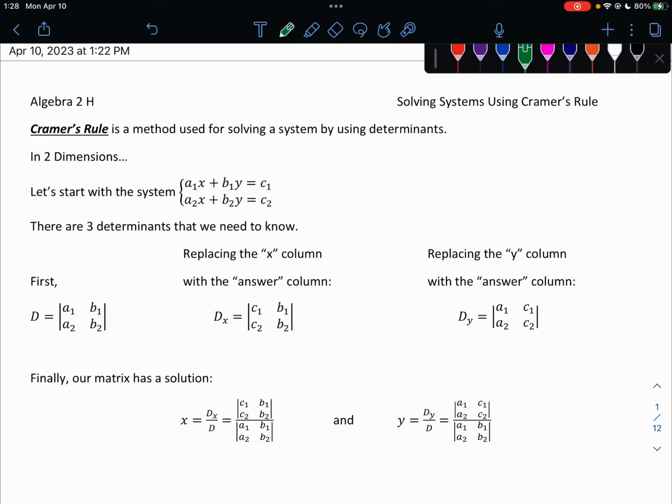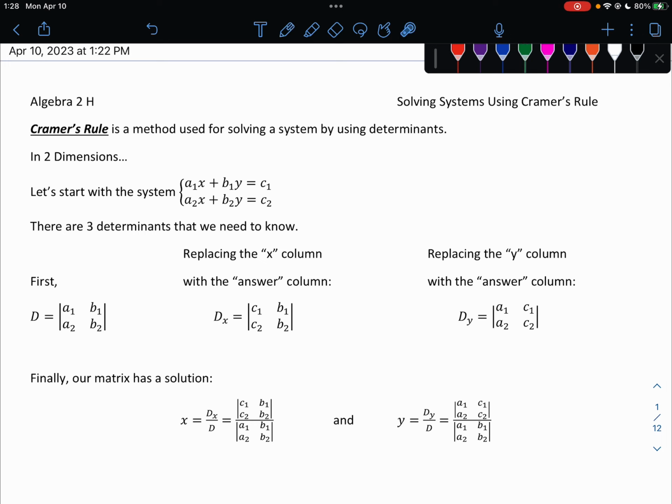Let's start in two dimensions. Starting with the system that we see here, there are three determinants that we need to know. First, the determinant of the xy coefficients. Second, replacing the x column with the c's. And third, replacing the y column with the c's. And once we take those three determinants, it's very simple to find our answer.